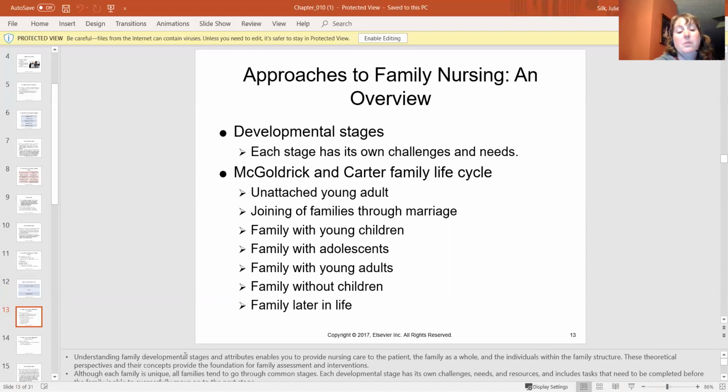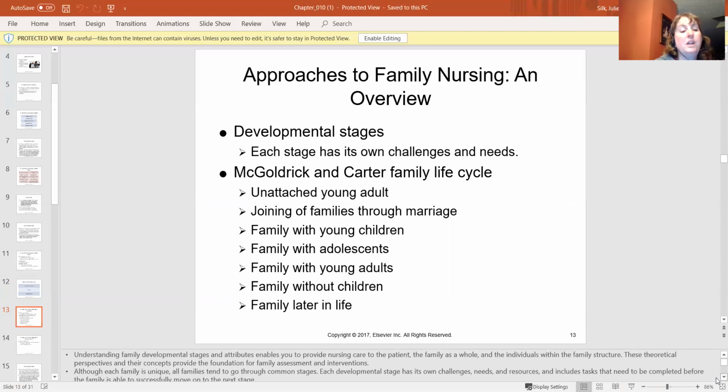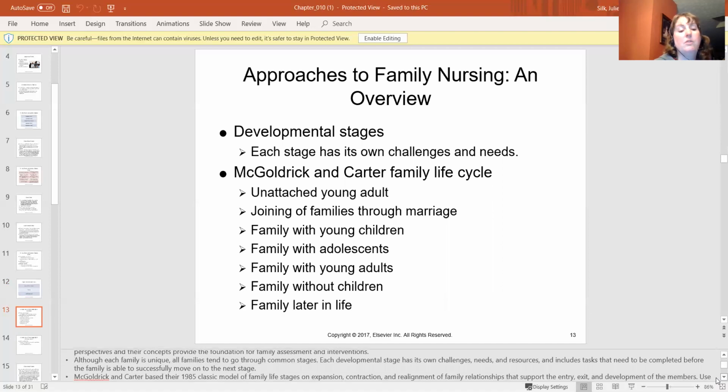Understanding family developmental stages and attributes enables you to provide nursing care to the patient, the family as a whole, and the individuals within the family structure. These theoretical perspectives and their concepts provide the foundation for family assessment and interventions. Although each family is unique, all families tend to go through common stages. Each developmental stage has its own challenges, needs, and resources, and includes tasks that need to be completed before the family is able to successfully move on to the next stage.